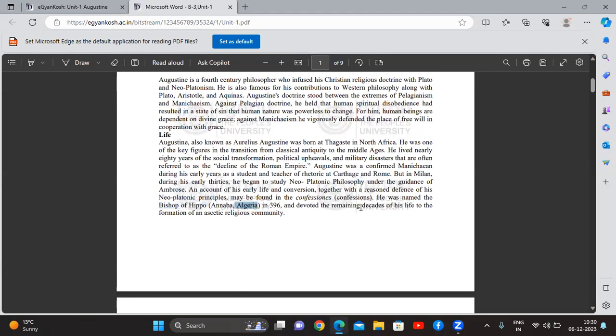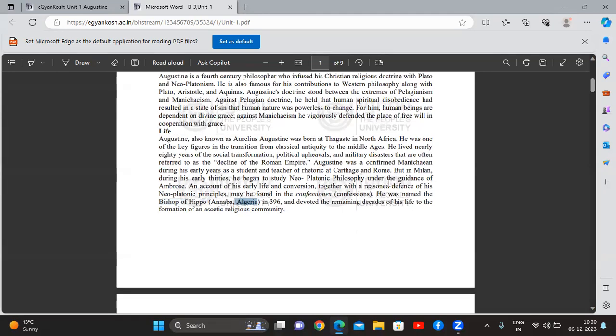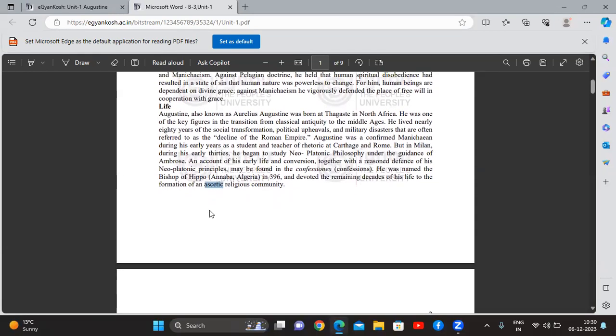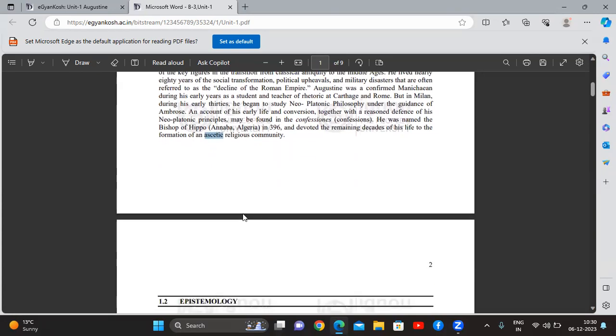Okay. And he devoted the remaining decades of his life to the formation of an ascetic religious community. Like we said, he was extremely religious and he was also the head of an ascetic religious community. Ascetic means those who renounce all worldly pleasures. So basically, like a yogi in Indian philosophy, or a Sufi in Islamic philosophy, people who renounce worldly pleasures. So he was the head of one of such communities.